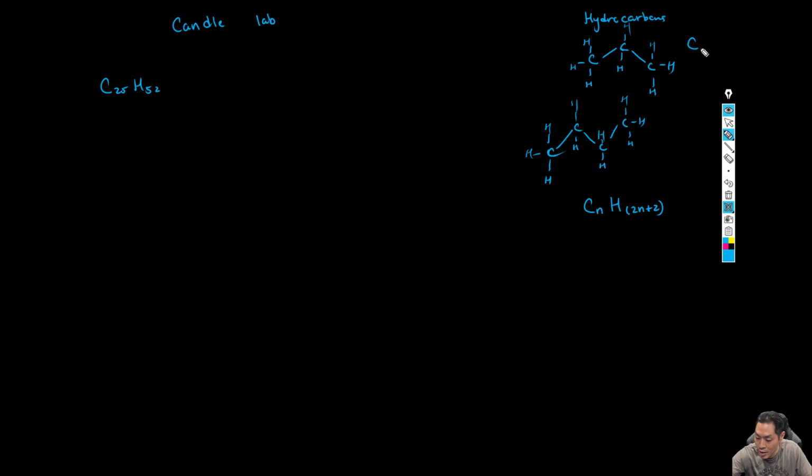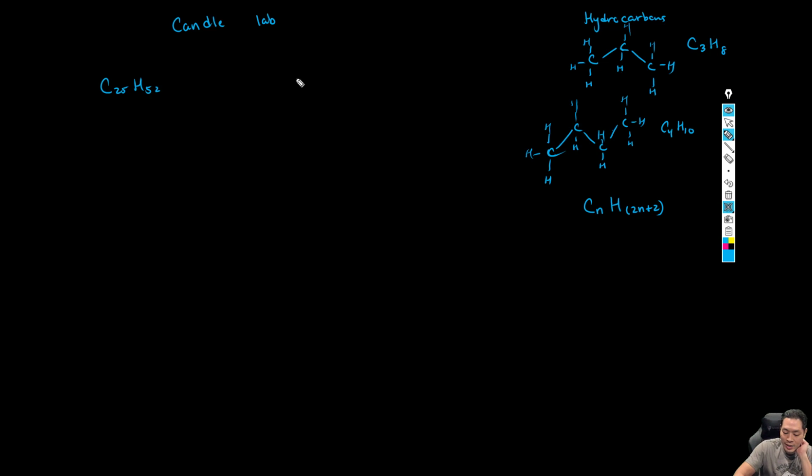Propane is C3H8. 2 times 3 is 6, plus 2 is 8, and we count 1, 2, 3, 4, 5, 6, 7, 8. This is C4, so 2 times 4 gives me 8 plus 2, which is 10. So 1, 2, 3, 4, 5, 6, 7, 8, 9, 10. And this is true for all hydrocarbons, no matter how long it is. Eventually, hydrocarbons will be unstable if they get too long, but it works in all cases.